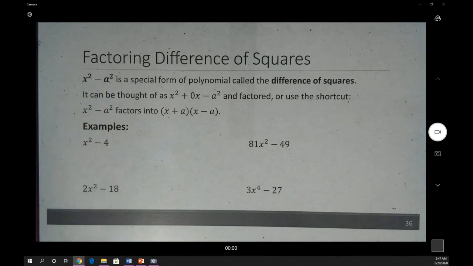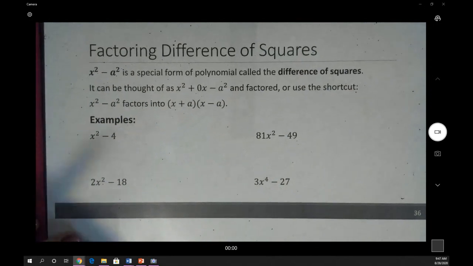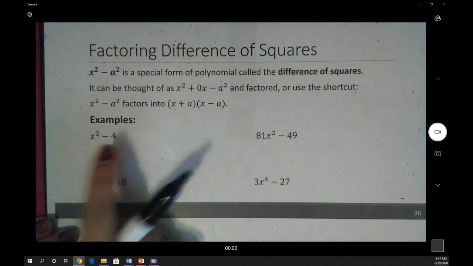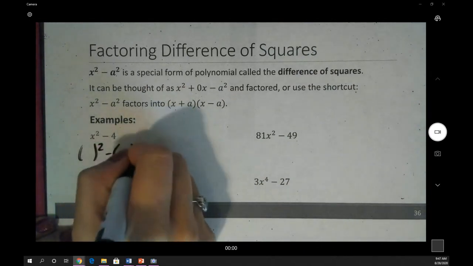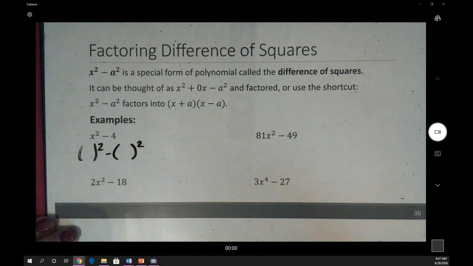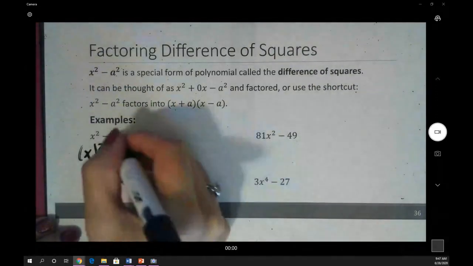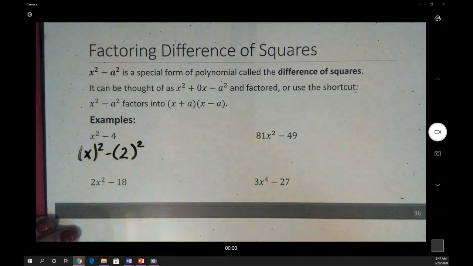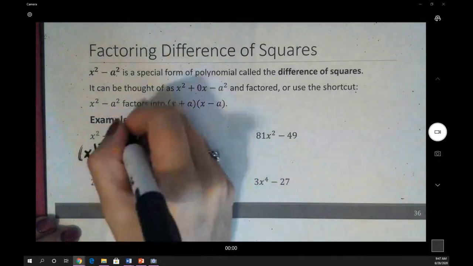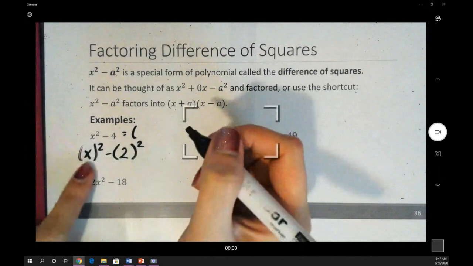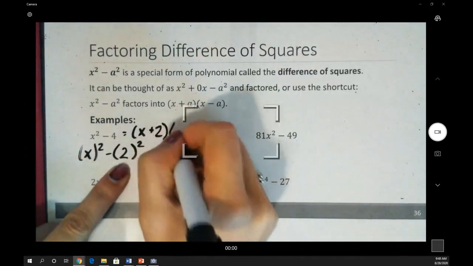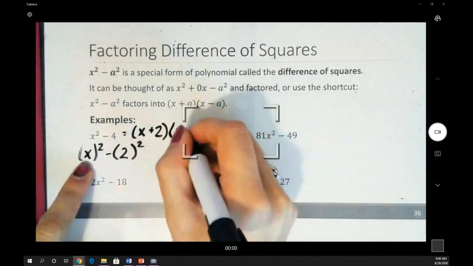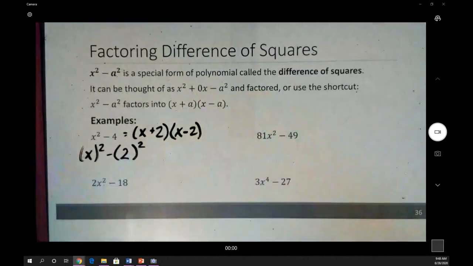So I'm going to show you a way that we can think about this that'll hopefully make this a little bit easier. So first up we have x squared minus 4. I want to write it as something squared minus something squared. Well, x squared is just x squared. 4 is 2 squared. So that means this is going to factor into what's in the first parentheses, x, plus the second parentheses, 2, times first parentheses, x, minus second parentheses, 2.